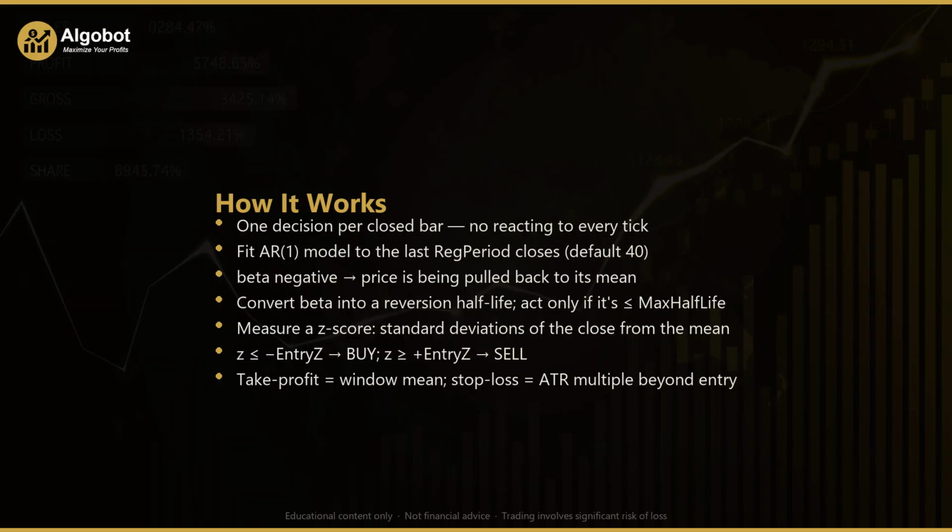Exits are symmetrical and clean. For both directions, the take profit is the window mean itself. The strategy is simply anticipating that price returns to normal. The stop loss is set an ATR multiple beyond the entry, using a 14-period ATR and a multiplier of 2 by default. If price keeps running against the trade instead of reverting, that's a sign the fade has failed, and the ATR stop limits the loss quickly. The strategy also holds only one position at a time per symbol, so it never stacks multiple fades on top of each other.